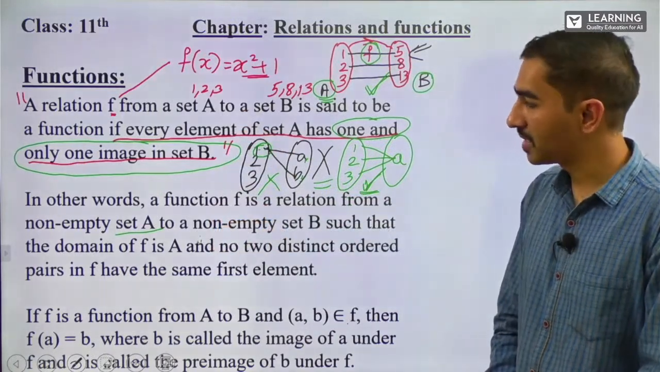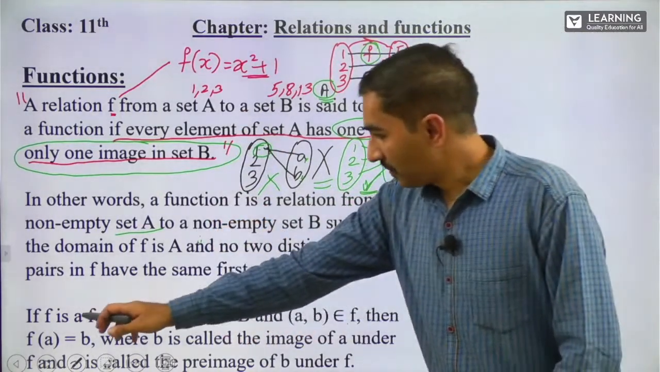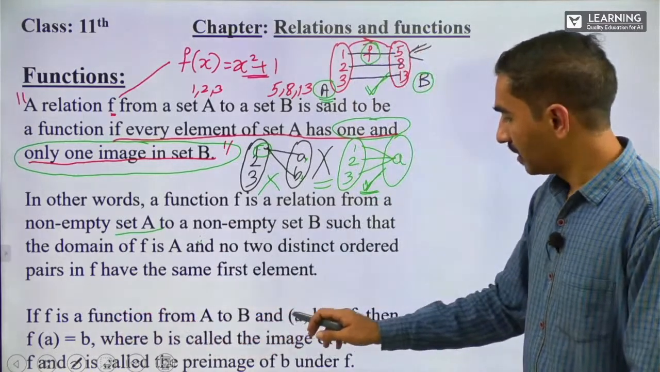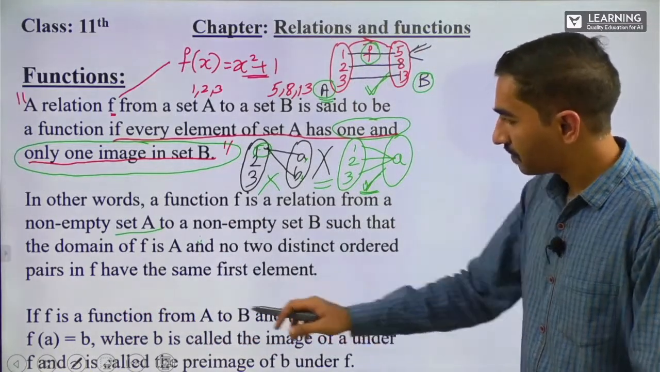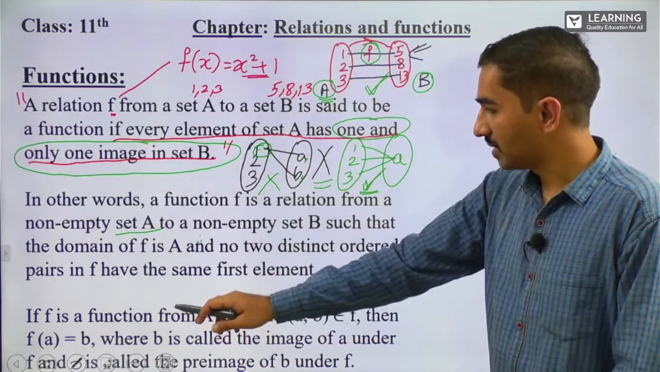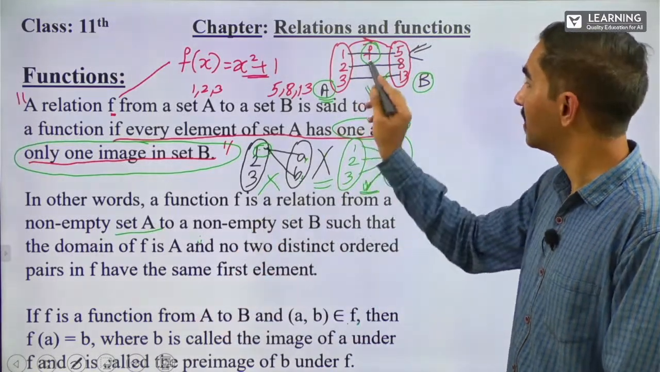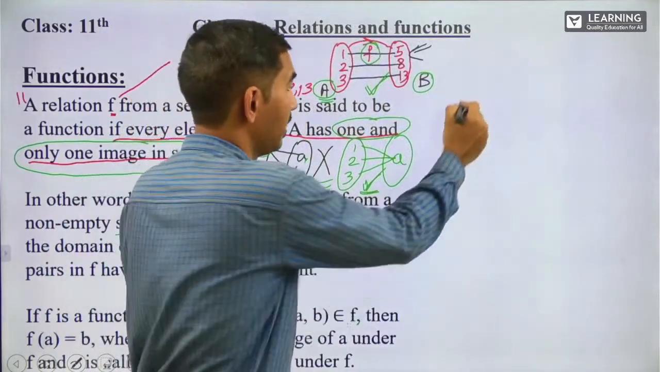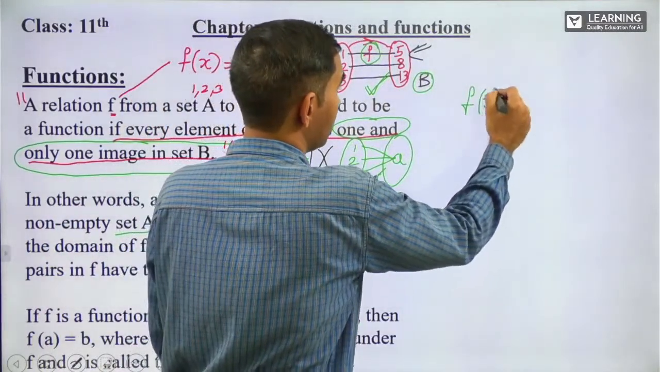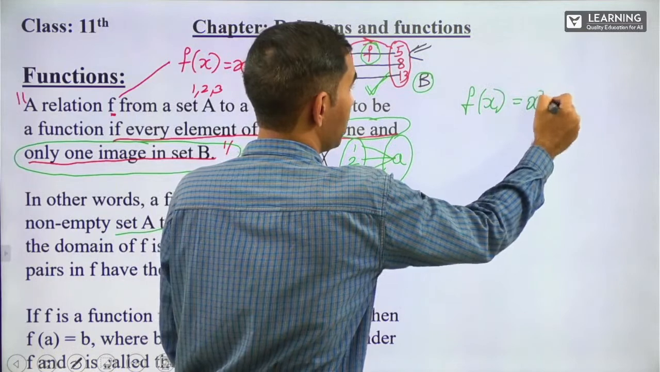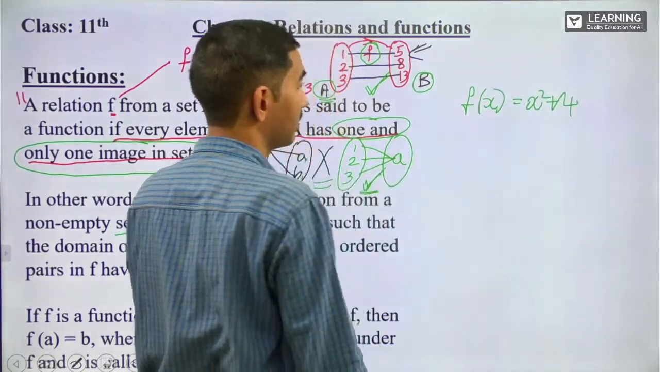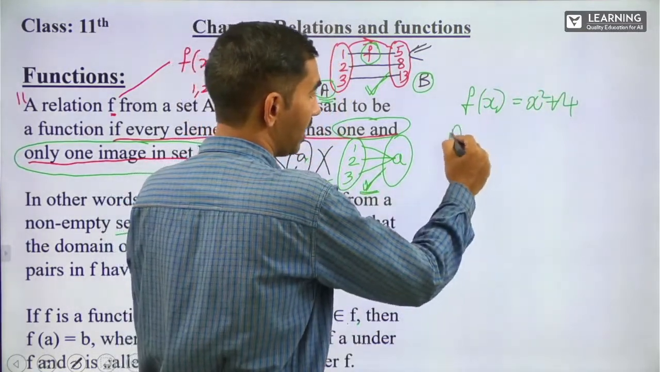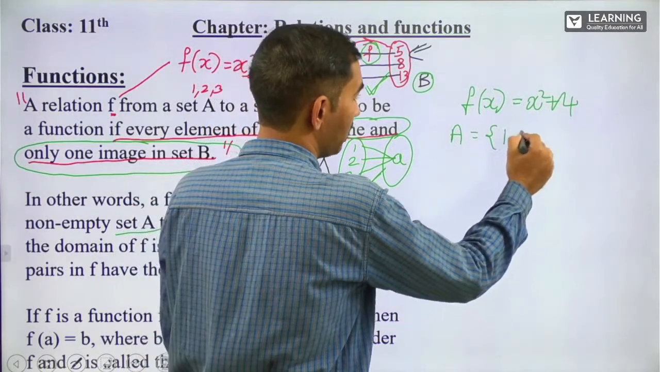Moving on to the next one. If f is a function from A to B, and (a, b) belongs to f, then f of a is equal to b. Same thing, students. Previously, in the previous example, f of x is equal to x square plus 4, correct? And what did set A have? Set A had 1, 2 and 3.